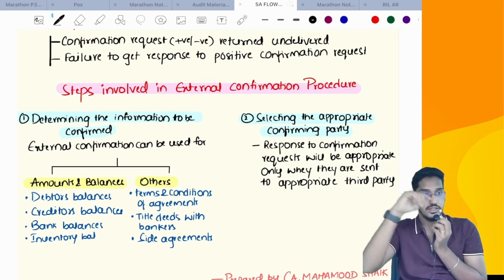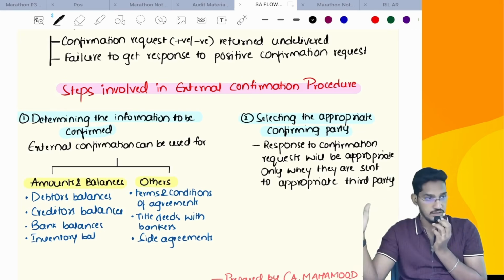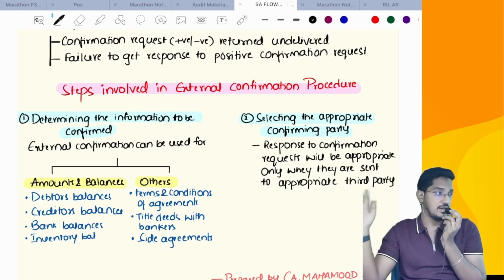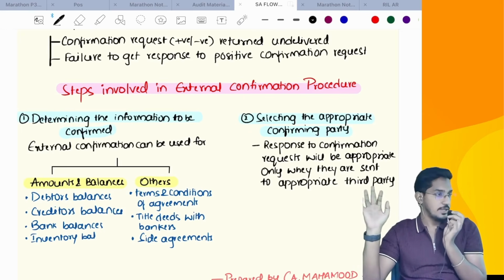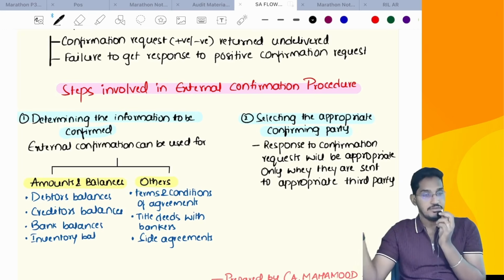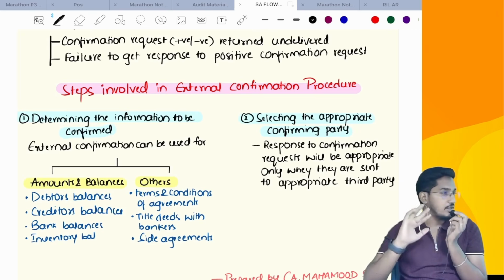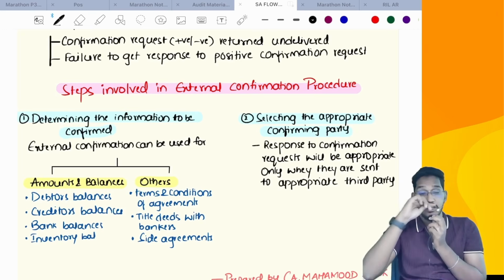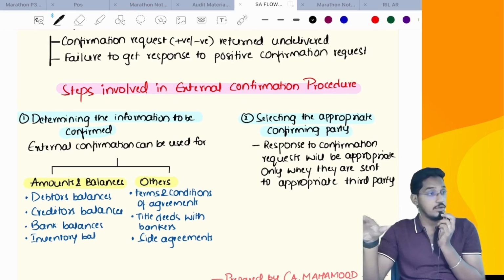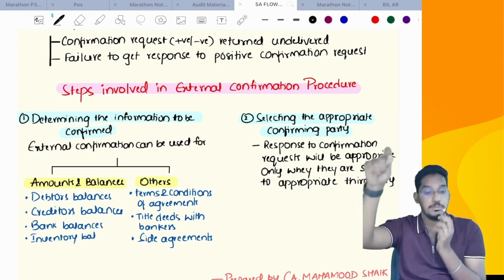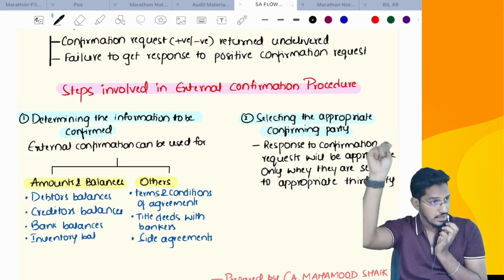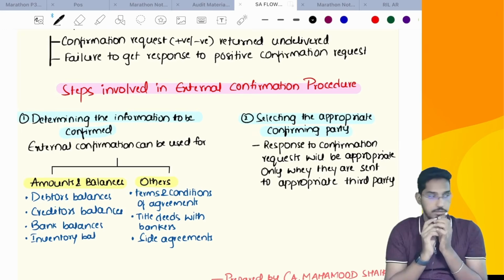So whatever it is, first you will determine regarding which information you want to send the confirmation request. Number two, you have to select the appropriate confirming party. So you have to choose the appropriate person to send it to. Why? Because if you send the confirmation request to an inappropriate party, you can't expect a reply. Even if you got a reply, that is not reliable. Only when the confirmation request has been sent to the appropriate recipient and you got a reply from that appropriate confirming party, then only reliability will be there.